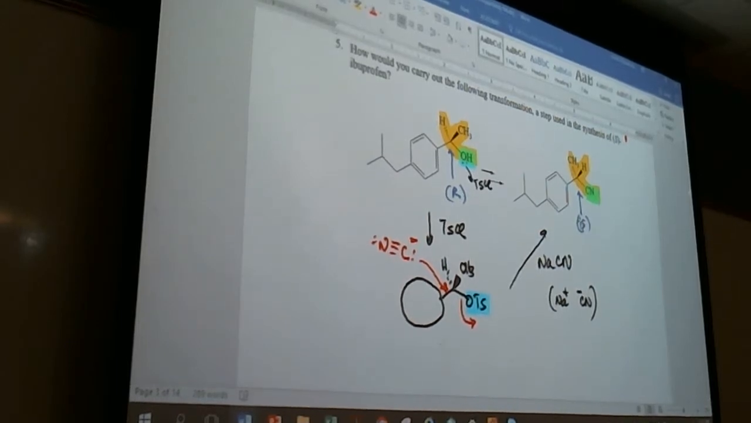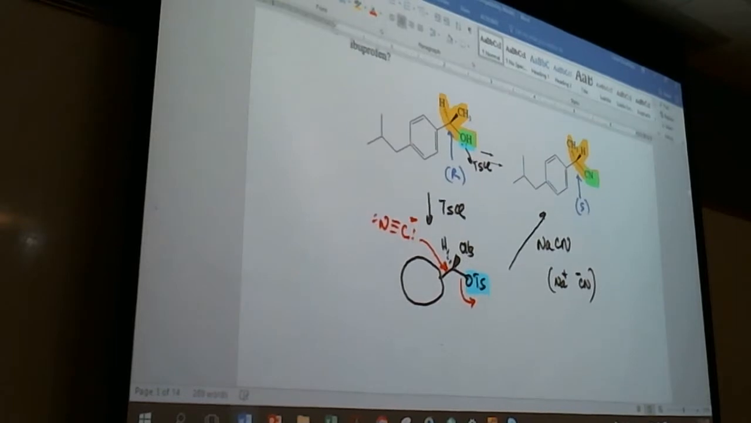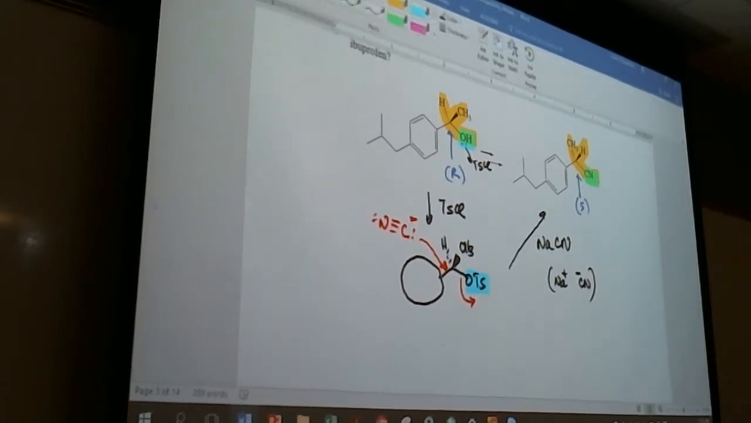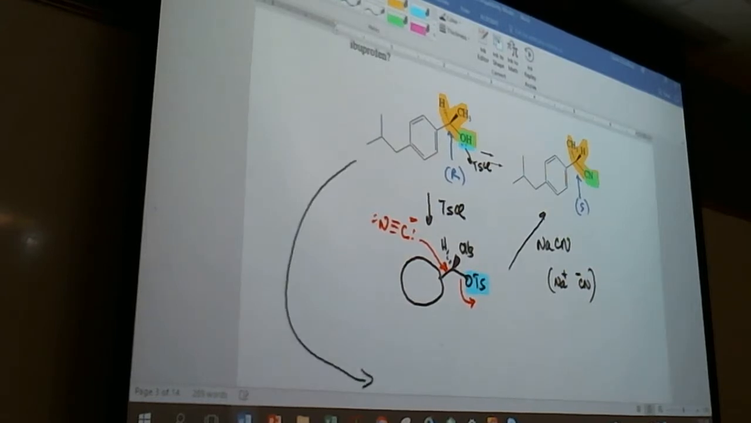Now, tosylate is one type of good leaving group. A bromide ion is another type of good leaving group. So I could certainly put this with, let's say, PBr3 and convert this OH into a bromide ion. Now, what type of reaction is that with PBr3?